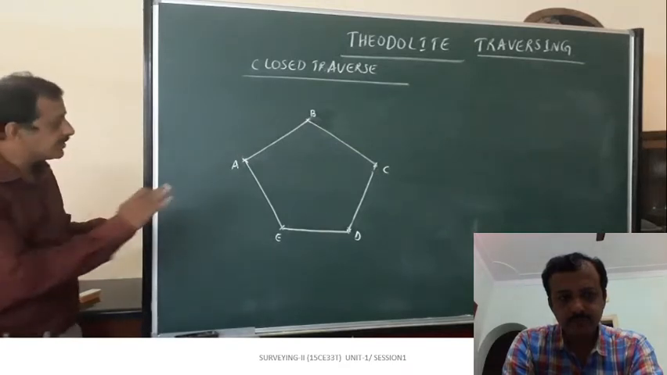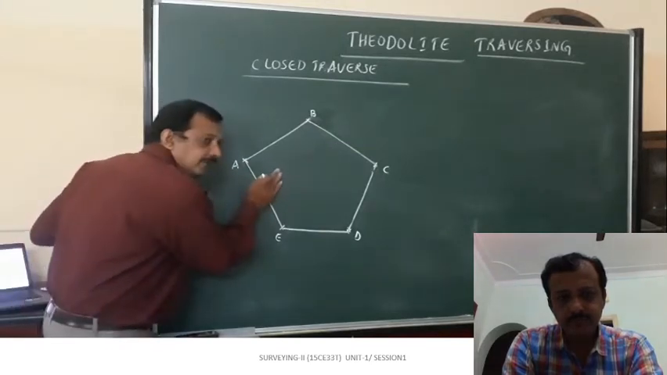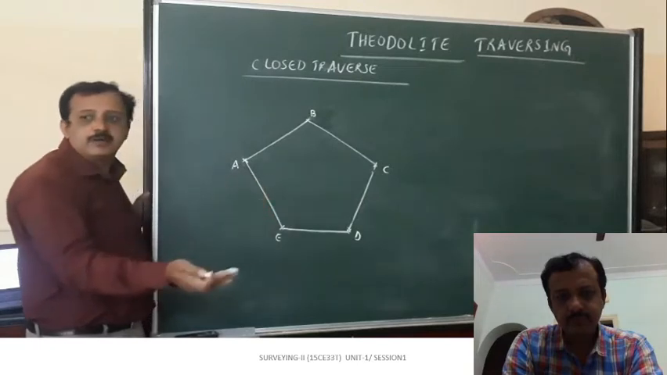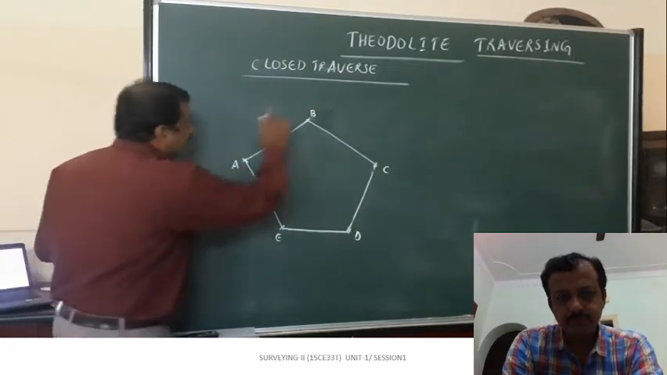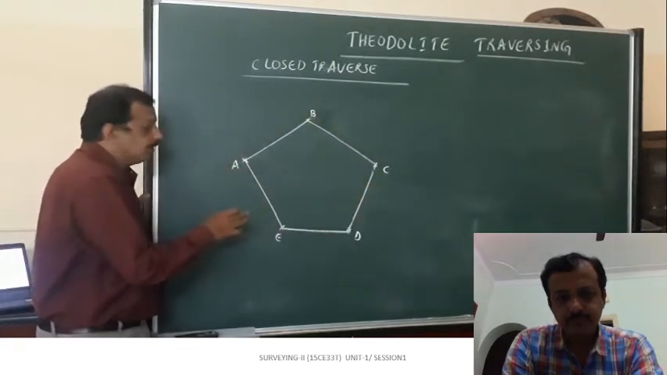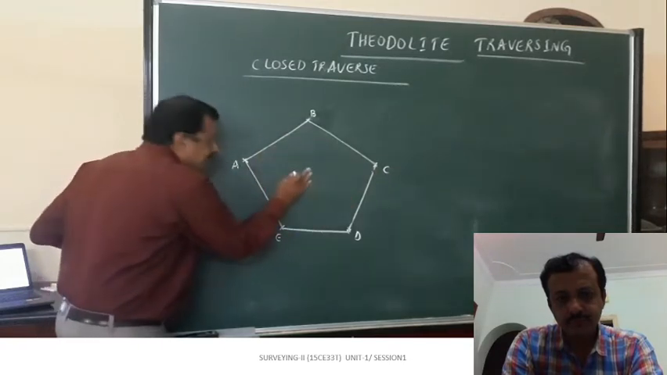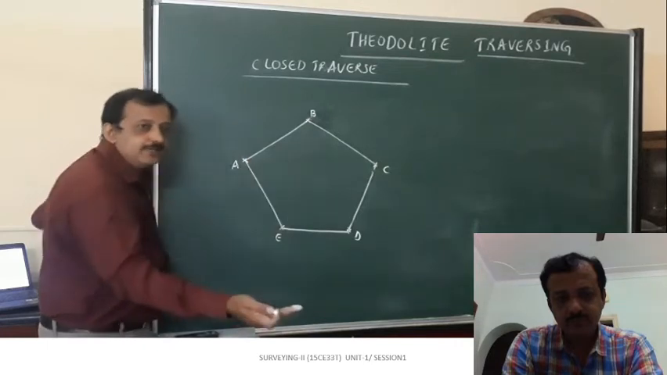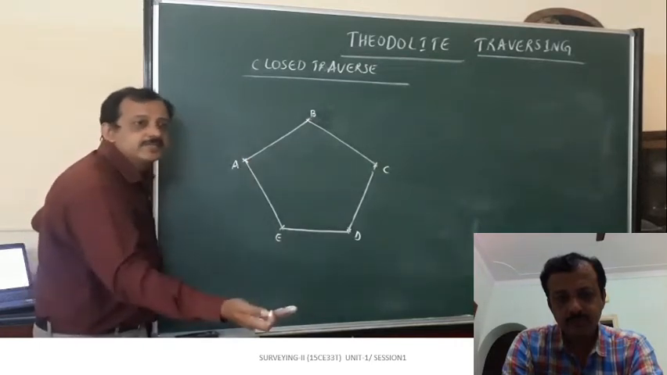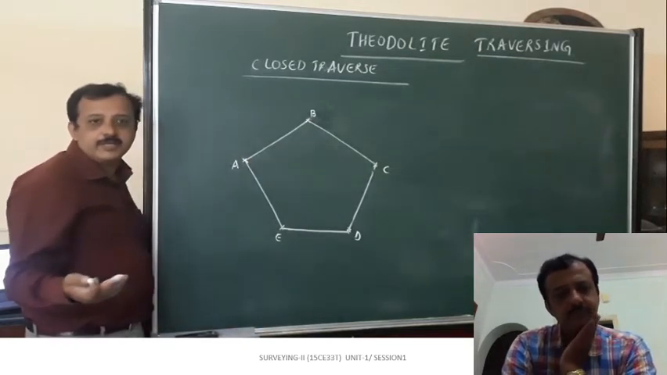To plot this traverse on a sheet of paper, whatever the field data I have, I have to transfer it onto a sheet of paper. I want to get the details of the field. 5 control points have been given. These 5 control points, I want to plot on a sheet of paper. I want to transfer it onto a sheet of paper. What is the final objective of survey?